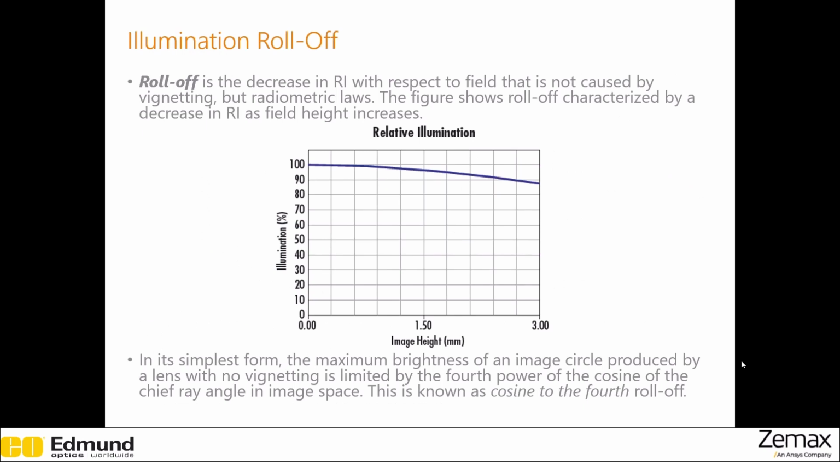Now we will discuss roll-off. Illumination roll-off is the decrease in RI that is governed by radiometric laws, not by vignetting. Briefly, it scales as cosine to the power of 4 of the chief ray angle in image space. As we know, the maximum value of cosine is 1, which is when the angle theta is 0 degrees. So what it implies is that as the angle increases, the cosine of theta will decrease. And when we take cosine to the power of 4, there will be quite a bit of loss in illumination.